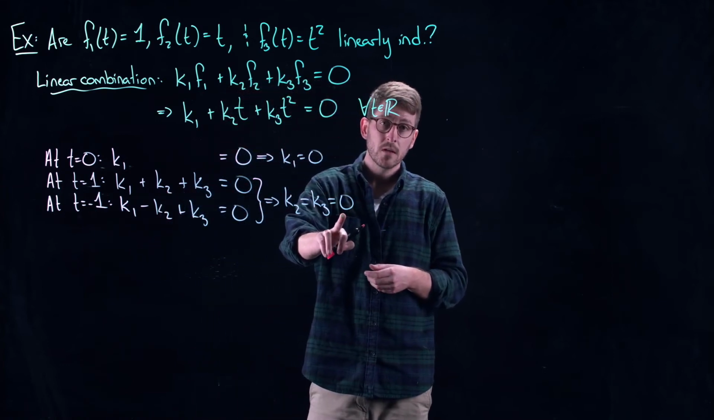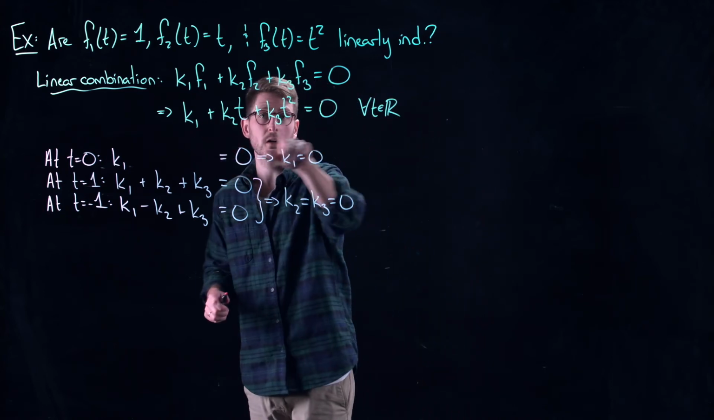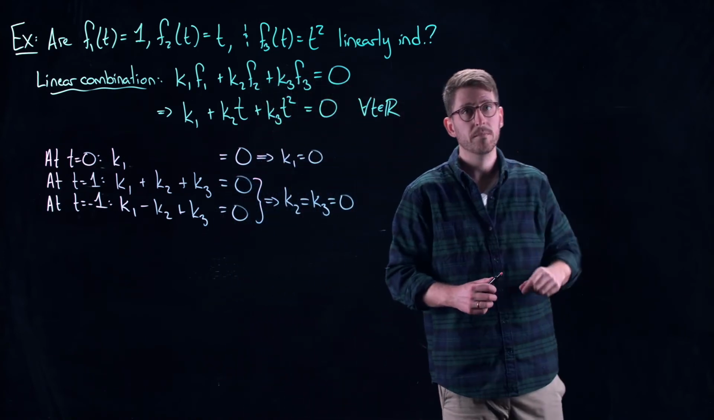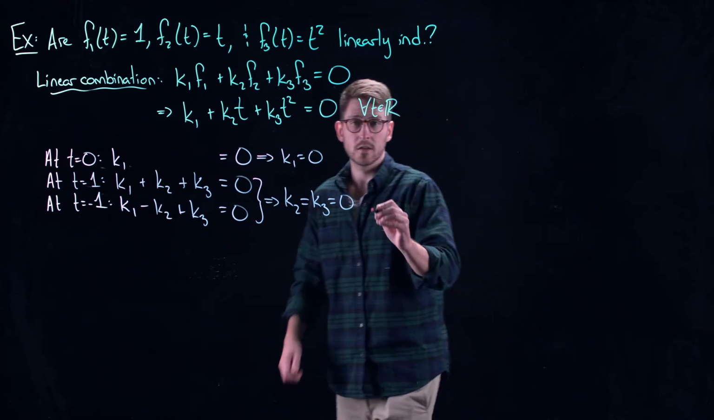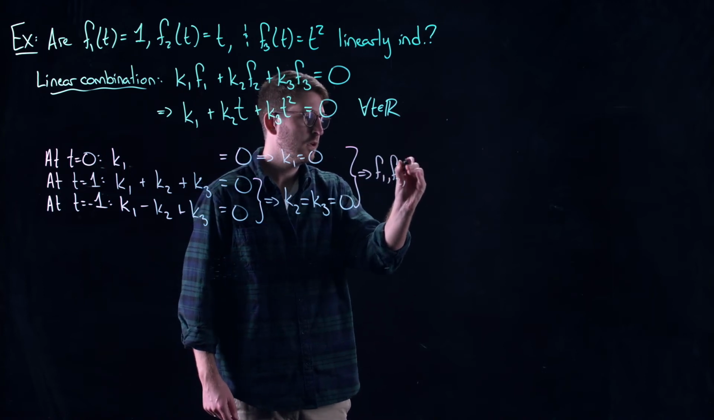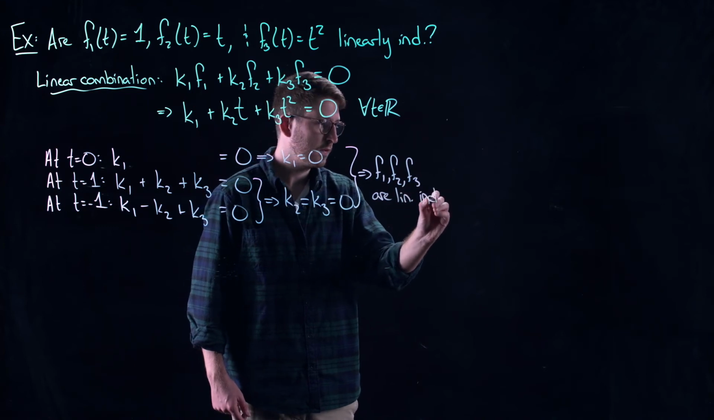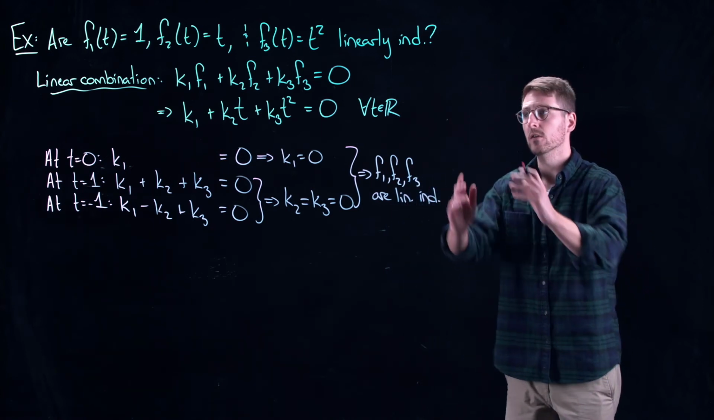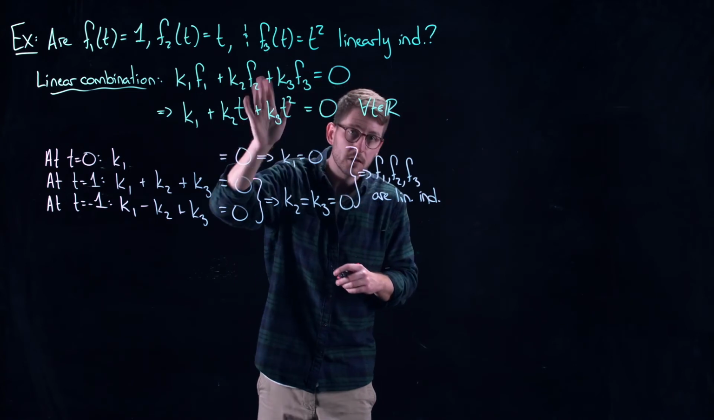But for t equal to 1 and t equal to -1, I get that k2 and k3 have to be equal to 0. So what have I done? I have shown you that the only way to satisfy this linear combination is if k1, k2, and k3 are all equal to 0. Now, why is that important? Because that tells me linear independence. So therefore, f1, f2, and f3 are linearly independent. That is exactly what the Wronskian would tell you. You can take these functions and put them into the Wronskian.